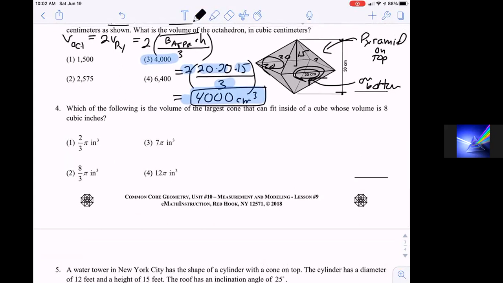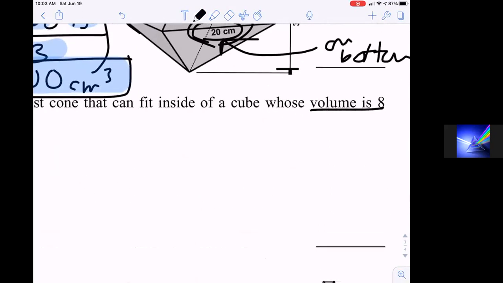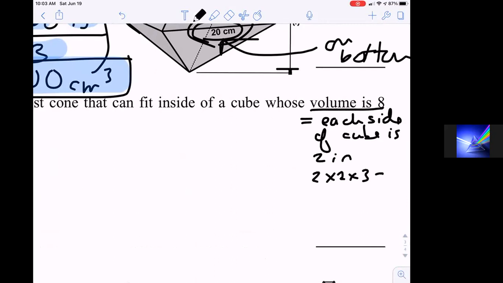Which of the following is the volume of the largest cone that can fit inside a cube whose volume is 8 cubic inches? Okay, so if the volume is 8 cubic inches, that means each side of the cube is 2 inches. Think about that: 2 times 2 times 2 equals 8. Length times width times height is the volume of a cube, which equals 8 cubic inches. That's going to be helpful to know, that each of our sides is 2.